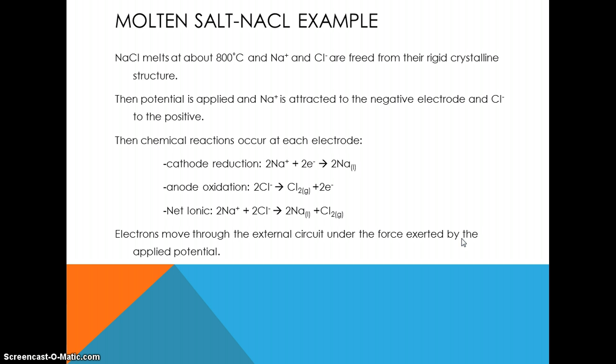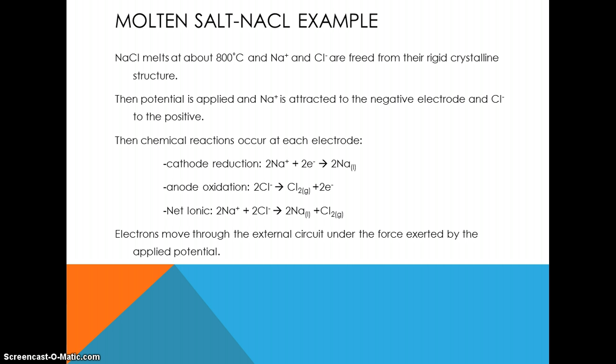The cathode reduction is 2 Na+ plus 2 electrons yields 2 Na. The anode oxidation is 2 Cl- yields Cl2 plus 2 electrons. The net ionic equation is 2 Na+ plus 2 Cl- yields 2 Na plus Cl2. Electrons move through the electrical circuit under the force exerted by the applied potential. It is important to note that the reaction is not spontaneous. The energy is provided by an electrical current.